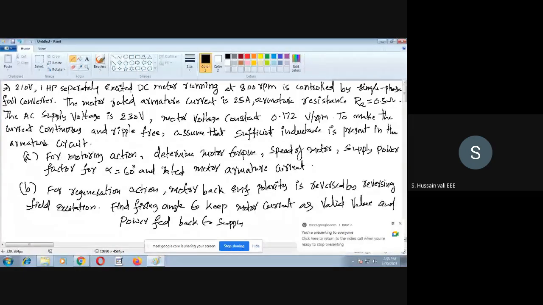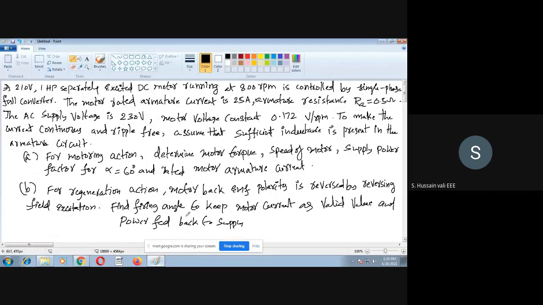First part is that for motoring action, determine motor torque, speed of motor, and supply power factor for alpha equal to 60 degrees and for rated motor armature current. Now the second part is that for regenerative action, motor back EMF polarity is reversed by reversing field excitation. Find the firing angle to keep the motor current at the rated value and find the power fed back to the supply. Okay, this is the question.